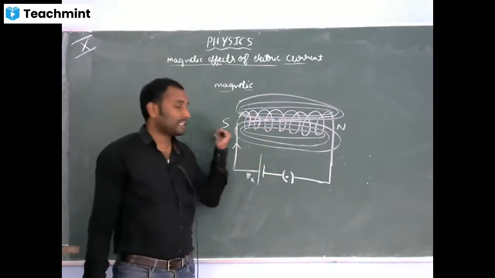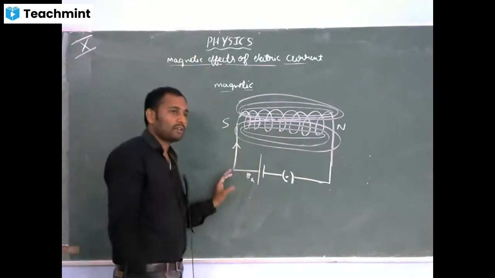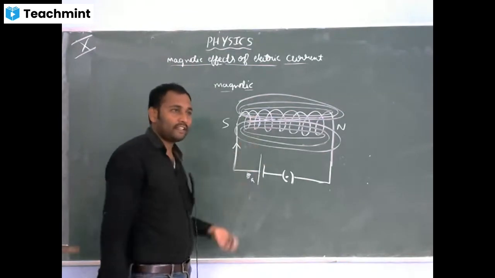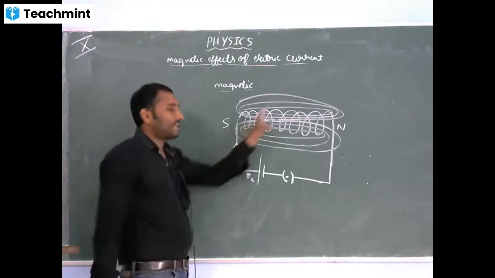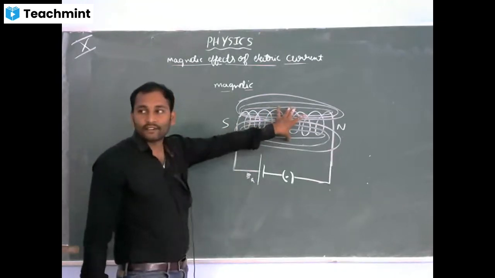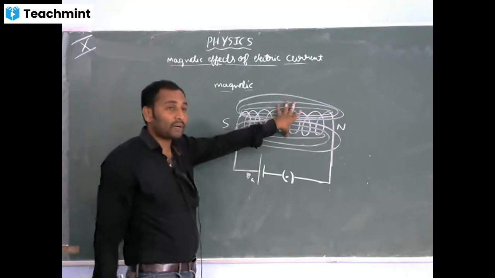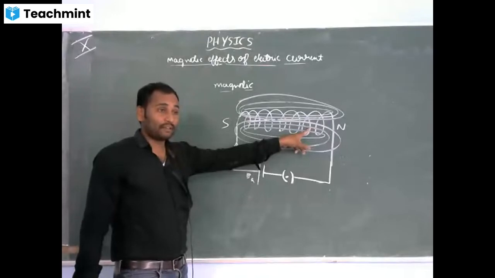So how to determine north and south pole in the case of a solenoid? I will tell you, there is one alternative method, a shortcut. Using that shortcut, you can easily remember. As current is flowing like this, we are getting magnetic field lines in the case of a solenoid like this, similar to the bar magnet. In the case of a bar magnet, at the middle, how will the magnetic field lines be?